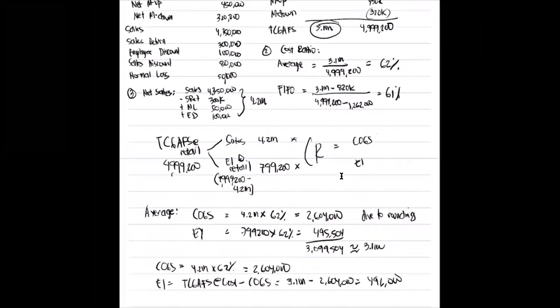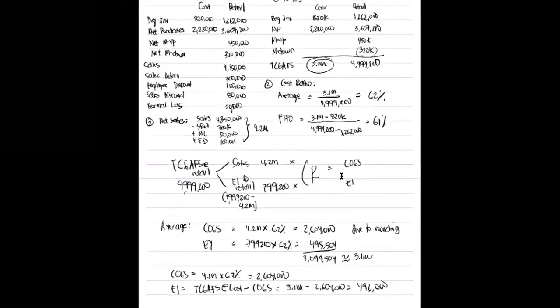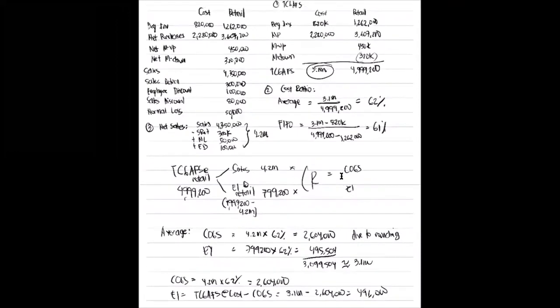So what is the process? We go back. First, we compute for your total cost of goods available for sale. So this is the first process. Computation of your total cost of goods available for sale. We compute both for cost and retail. And then we compute for your cost ratio, whether average or FIFO. And then we compute for your net sales. How do we compute for your net sales? Sales less sales return plus normal loss plus employee discount.